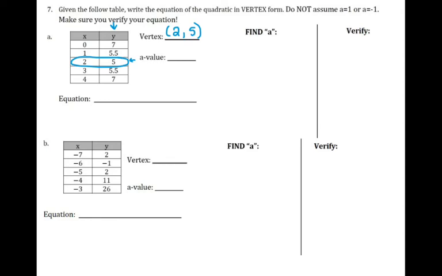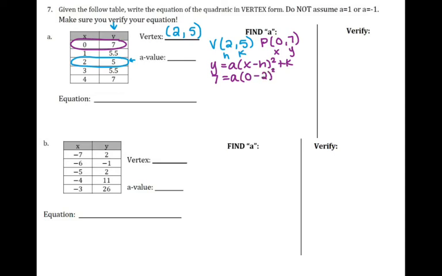And I do still need to find my a, so I'm going to go ahead and list my vertex over here. At this point, you're doing the same exact thing that you did with the previous problem. So now I'm going to pick any point on my table, and that's going to be my point. So this was 0, 7. I like to pick points that have a 0 in it, just because usually it's easier to solve that way. But again, I'm going to take that and plug it into my vertex form. So y equals a(x minus h) squared plus k. My y is 7. I don't know my a. My x is 0. My h is 2. And my k is 5.